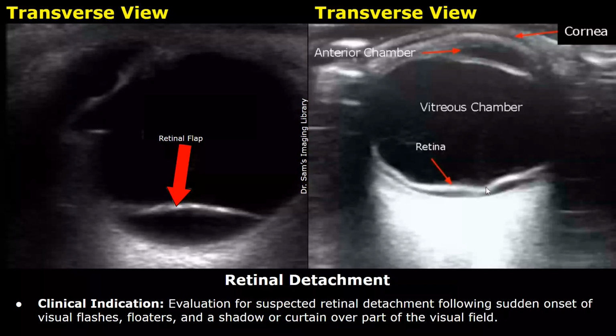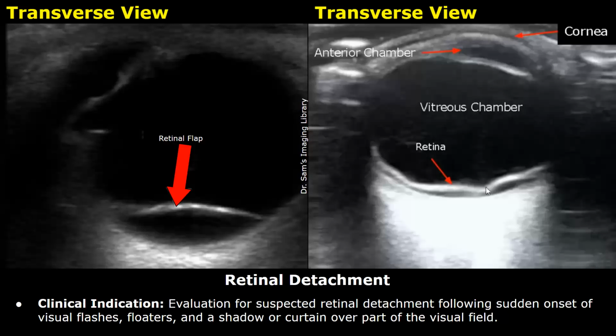This is a report of retinal detachment. Clinical indication: evaluation for suspected retinal detachment following sudden onset of visual flashes, floaters, and a shadow or curtain over part of the visual field.